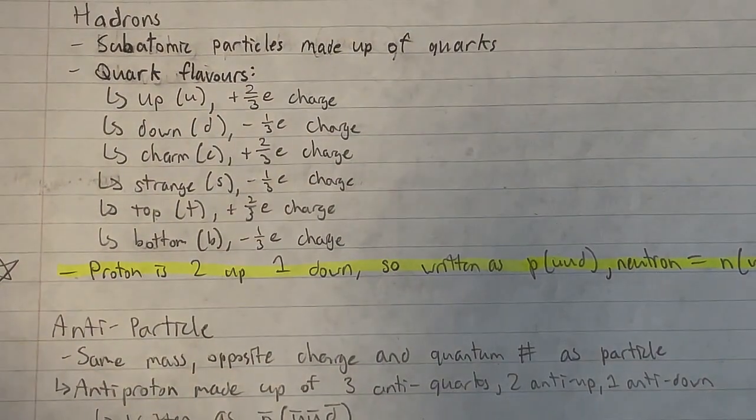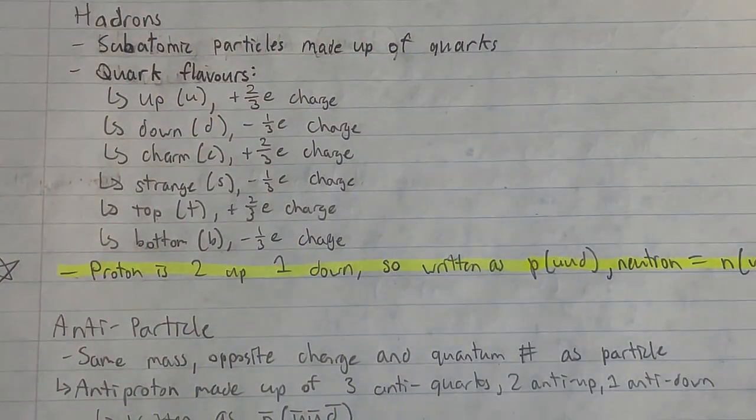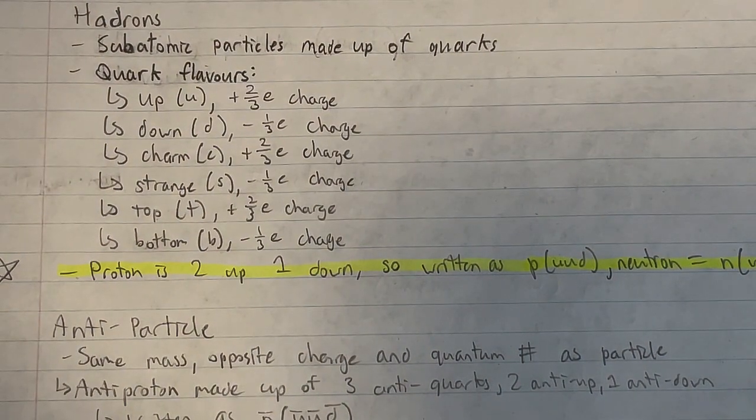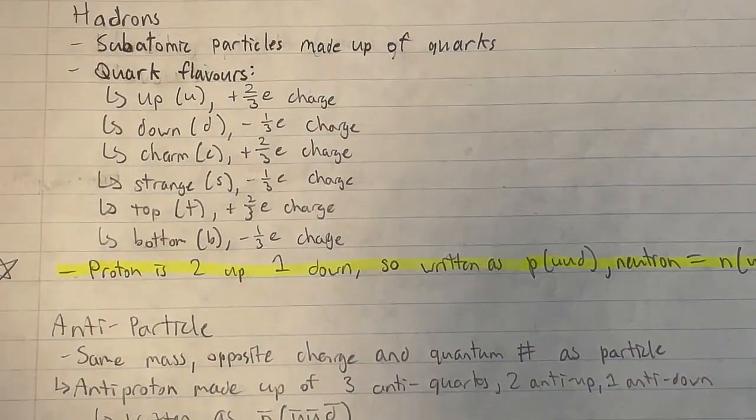Hello, today I will be showing you a quick explanation of quarks. So quarks are an elementary particle and a fundamental constituent of matter. And these quarks combine to form hadrons, which are subatomic particles made up of these quarks.